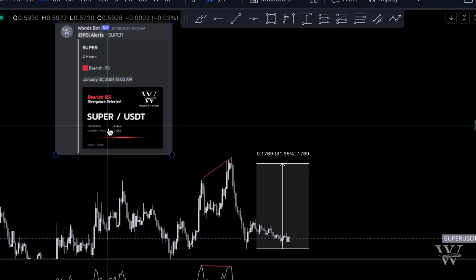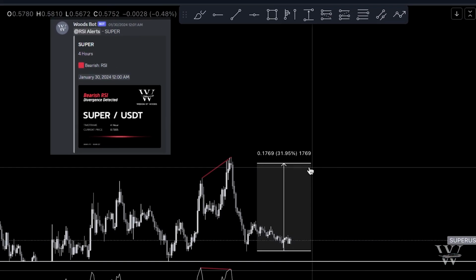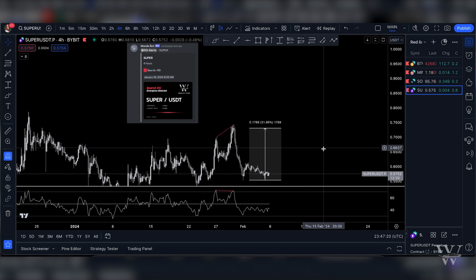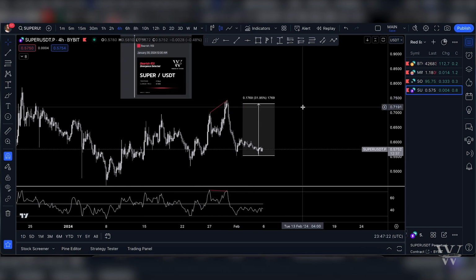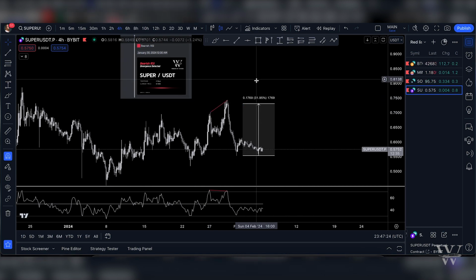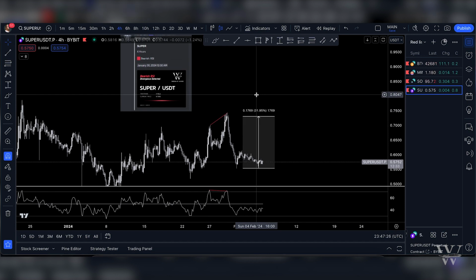You can see your 4-hour div here came in at 7305, which is right around here. This played out for about a 31% move. And you got this div alert exactly at the same time that Bitcoin swept the range highs and also put in its 30-minute div. So these are a few tools on top of identifying ranges inside of the WoodsBot Discord on how you can also look to take plays once the range is identified and once you get triggers of a range high or a range low sweep.